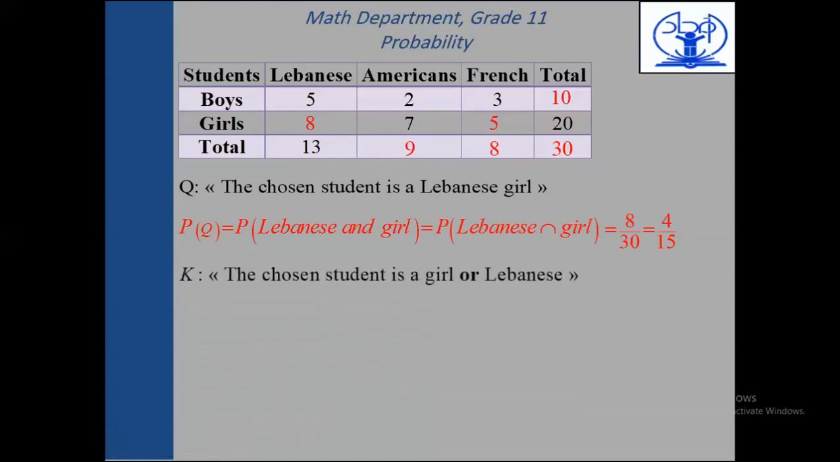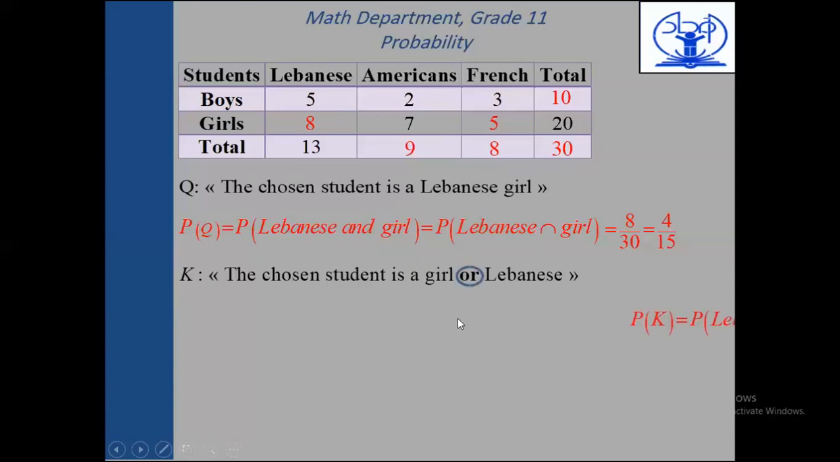Now, what's the probability that the chosen student is a girl or Lebanese? Wherever you see the expression or, I advise you to use a formula because some students will interpret the or in an incorrect way. Actually, we can count if you know how to count. I count all the girls and I count all the Lebanese, but I have to be careful not to count twice, because these 8 could be counted when you're counting the Lebanese and when you're counting the girls. That's why you have to count them once.